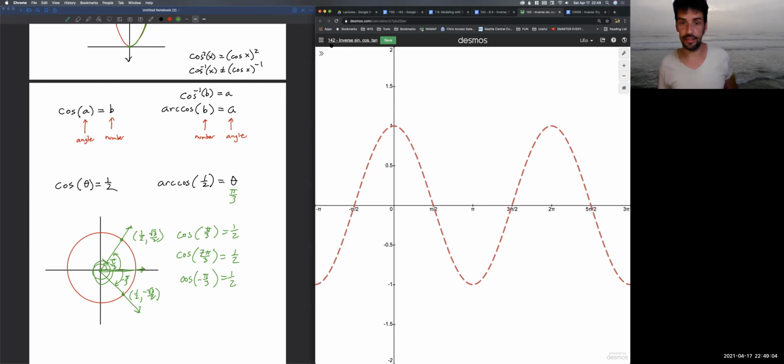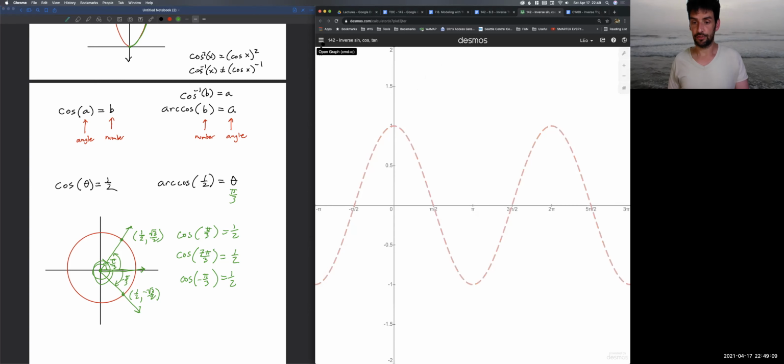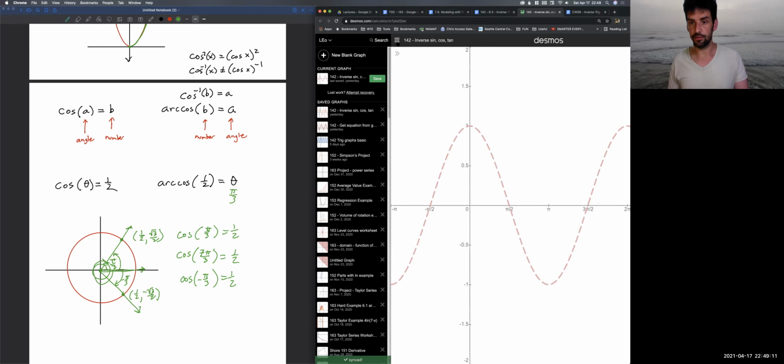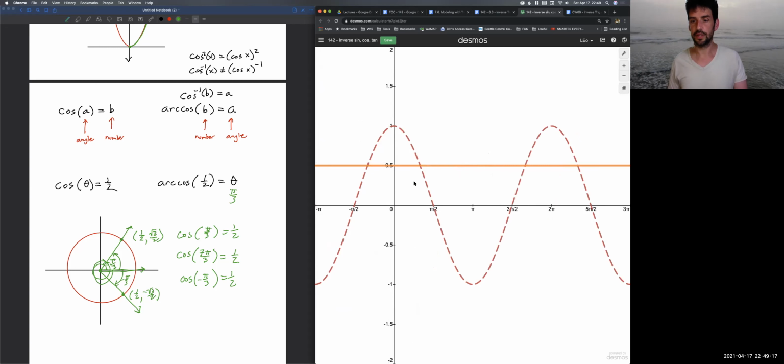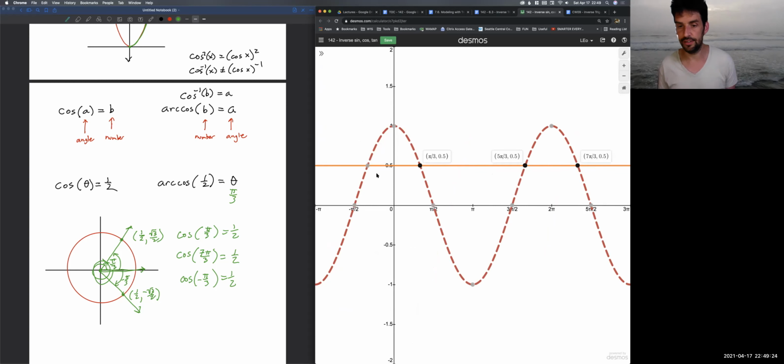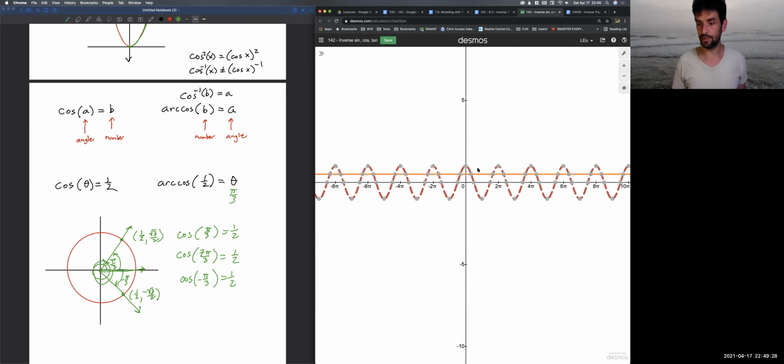So let's look at this in our cosine graph. Let's first illustrate the problem. Here's a line. This is at 1/2. Each place where this orange line intersects the cosine graph is a place where the cosine of some angle is 1/2, right? I can do this forever, right?